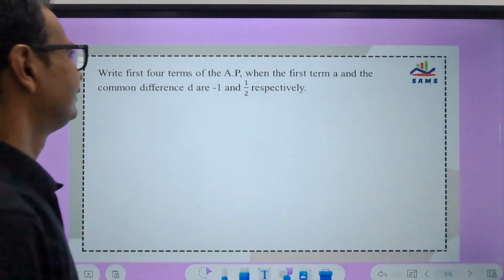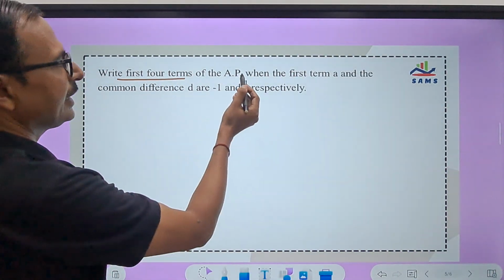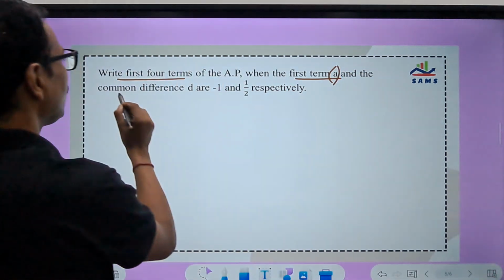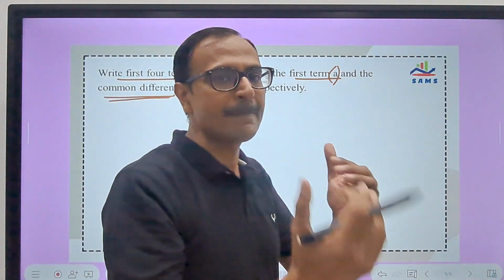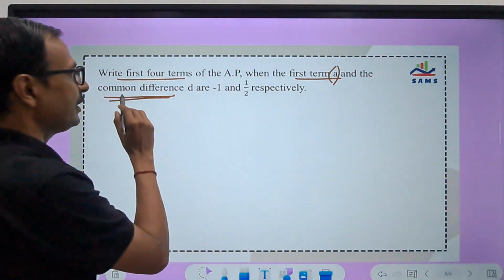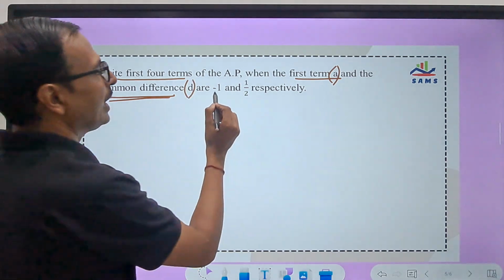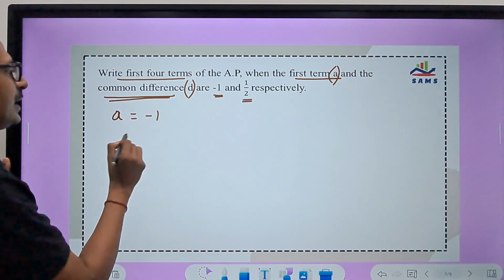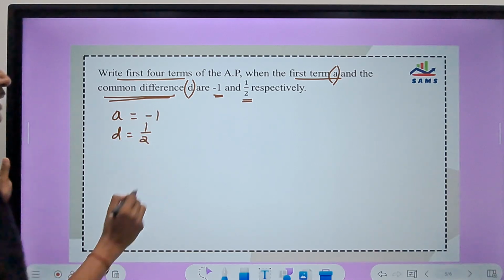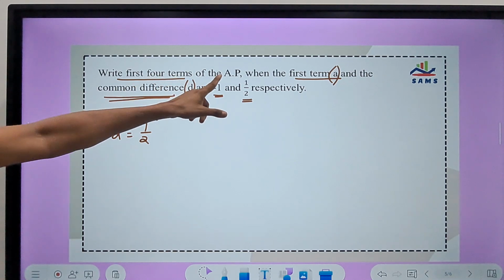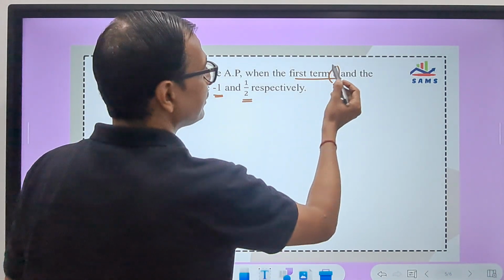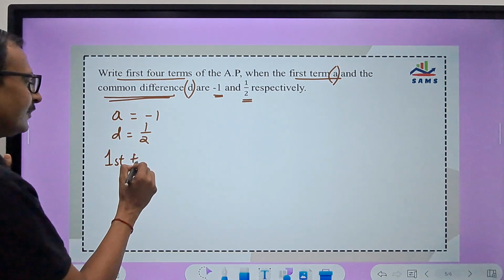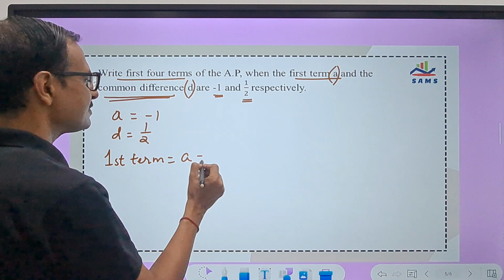Let's see one more. Write first four terms of an AP when the first term A, this is the first term, and the common difference, that means what you obtain by subtracting the consecutive terms, denoted by D, are this and this. So in the question, A is given as minus 1 and D is given as 1 by 2, and we need to find the first four terms of the AP. Now see, the first term is already given, which is minus 1.